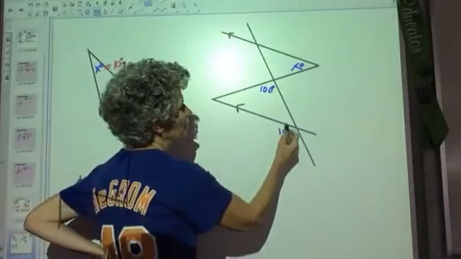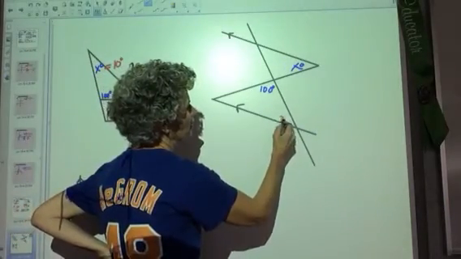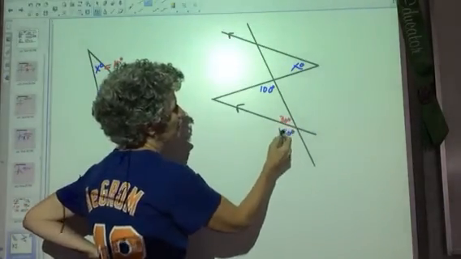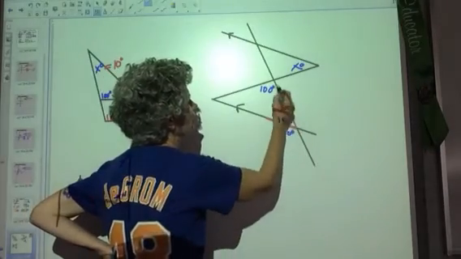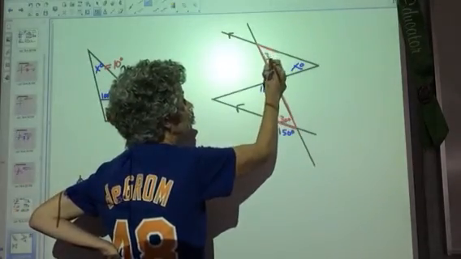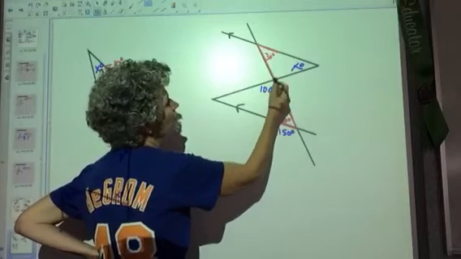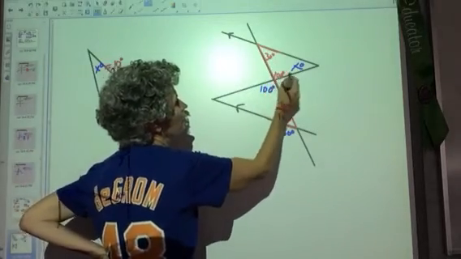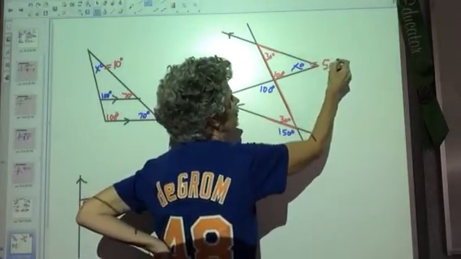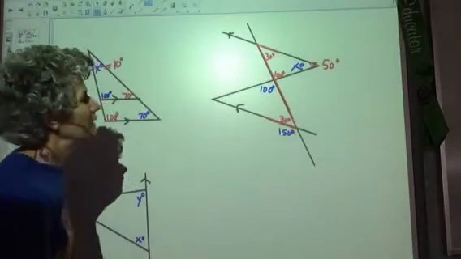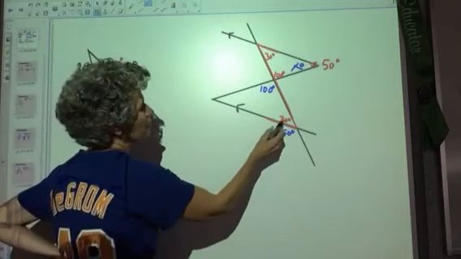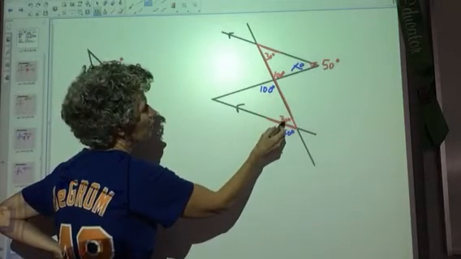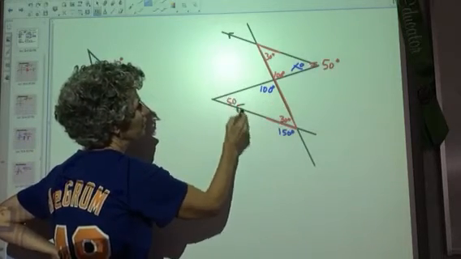We got 150, so automatically here you can make this 30. Those are supplementary. Here's our Z. So this one must also be 30. Here's vertical angles. So this must be 100. That's 130, so this one must be 50. You know the angles inside a triangle add up to 180. You could also have found this one: 30 and 100 are 130, so this would be 50.